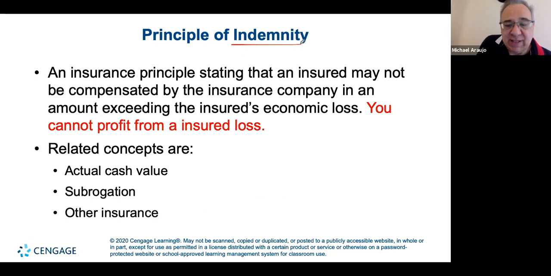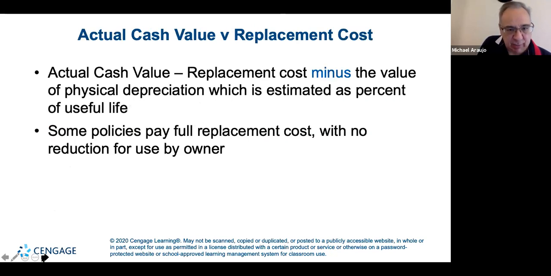Again, I've already talked to you about indemnity. You're not going to be compensated in an amount exceeding your loss. That's not the purpose of it. You're not going to profit from a loss. Okay. And so you're going to be made whole or as close to that as possible. They're going to bring you to the point where you were before the accident or loss happened. Okay. And so this is a big thing here to understand and know about.